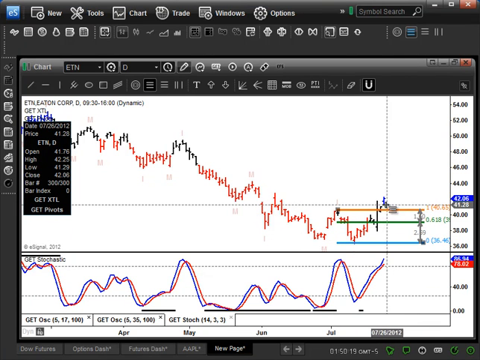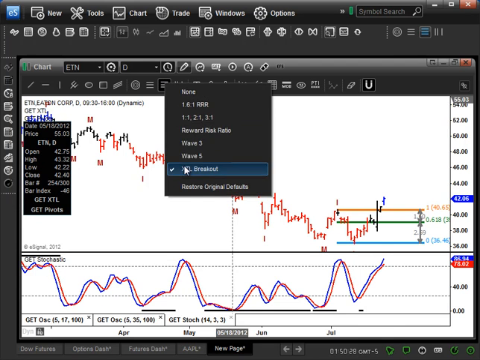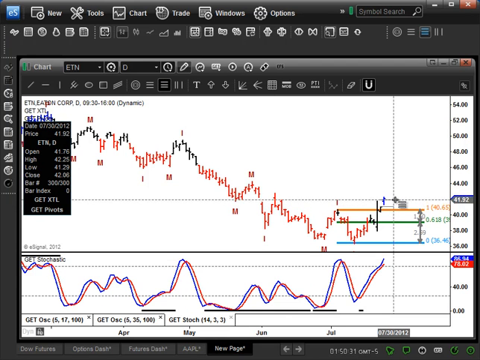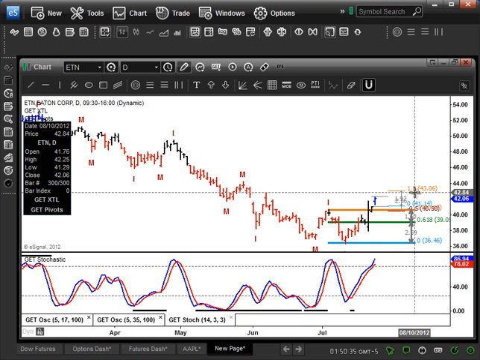We broke 62% right here. Actually, we broke 62% on the 24th, but this was the first blue bar. As far as I'm concerned, put up your 150% extension on this bar, and we've got an opportunity to buy Eaton at $43.